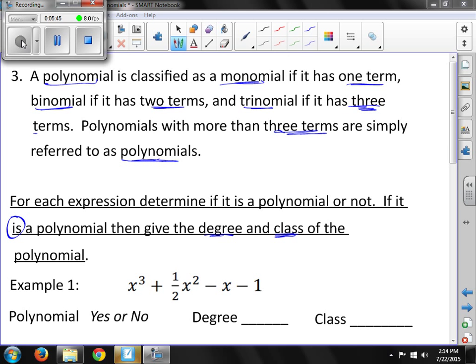Is it a polynomial? Well, let's think. Are the exponents whole numbers? Yes, they are. They're not negatives. They're not fractions. They're all whole numbers. This one is understood to be 1. And there are no variables in the denominator. So, yes, this is a polynomial. The highest exponent is 3. So that's the degree. The degree is 3. And it is classified as a polynomial because it has more than 3 terms.